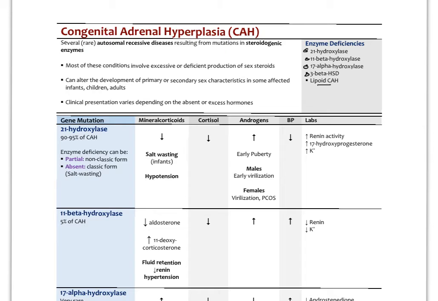Most of these are going to result in either excess or deficient production of the different sex steroids, and that can alter the development of primary or secondary sex characteristics. And the clinical presentation is going to vary. So let's look at the most common one.